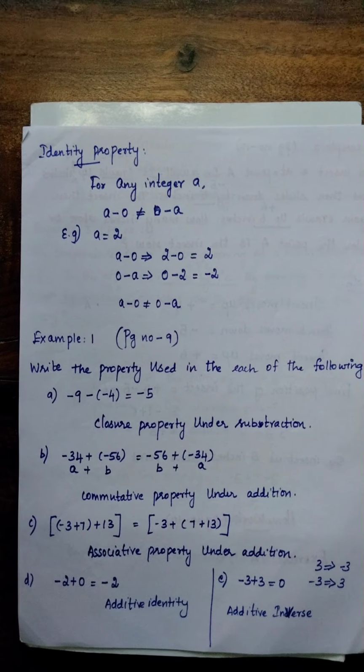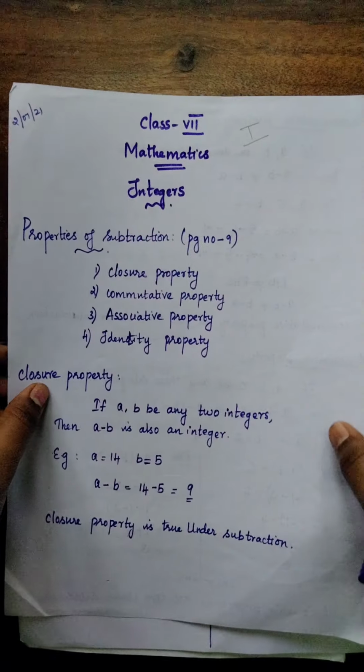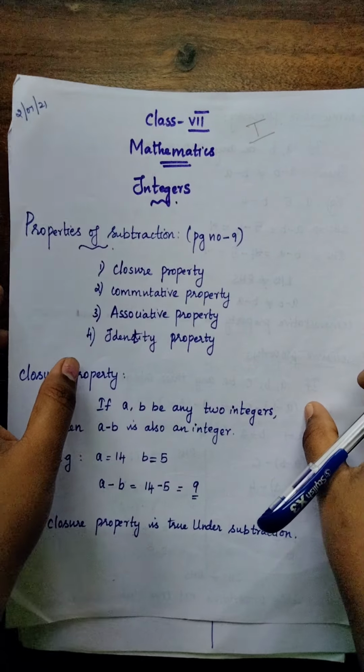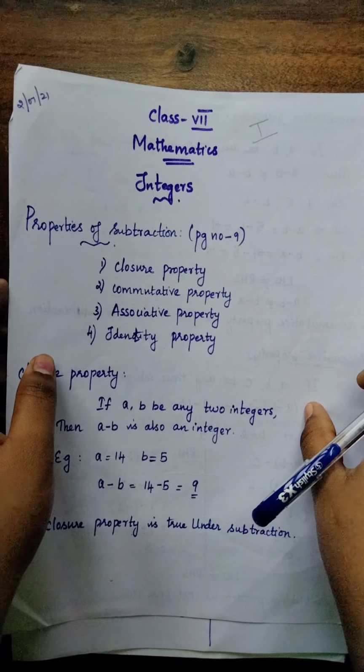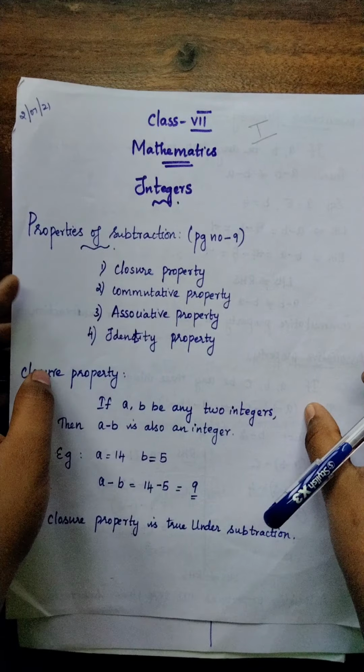Okay, totally how many properties are there? There are 4 properties. First one is the closure property, second one the commutative property, third one the associative property, and fourth one is the identity property. These are all the properties of subtraction.